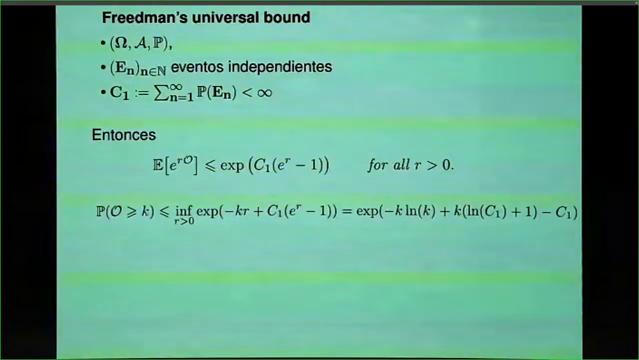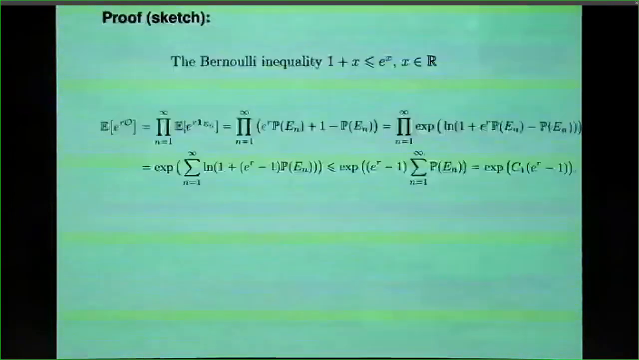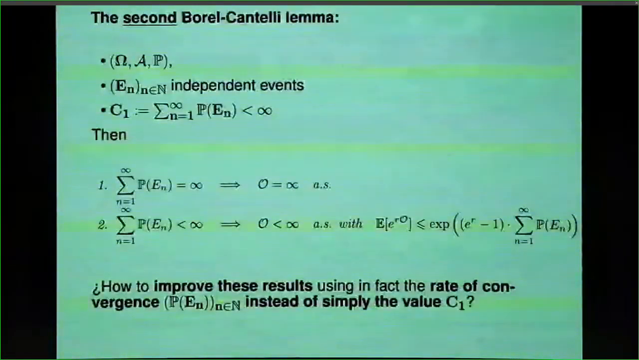And what you get here is something nice. It's e to the minus k log k. This is 1 over k to the k. This is already quite strong, because you have all exponential moments, right? You can optimize over them. Well, the proof is elementary. I don't go into this. This is just very, very elementary.